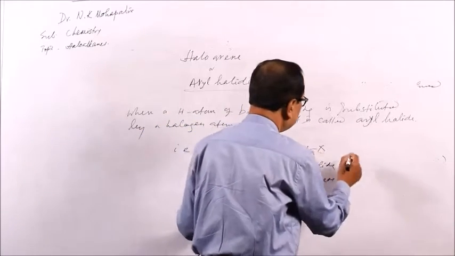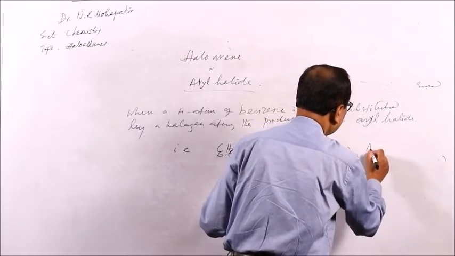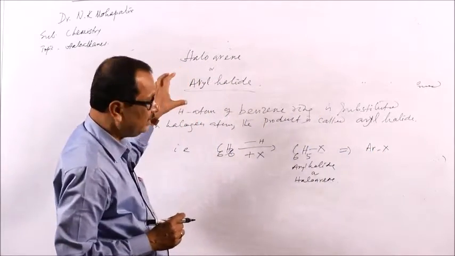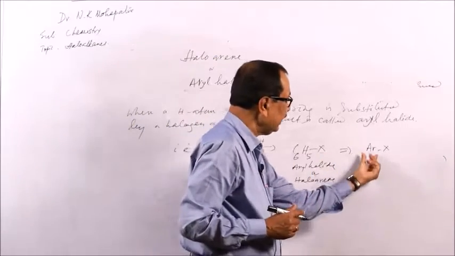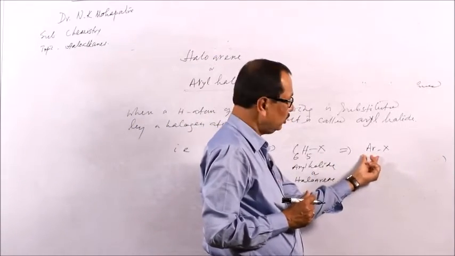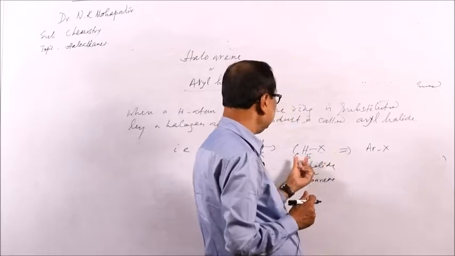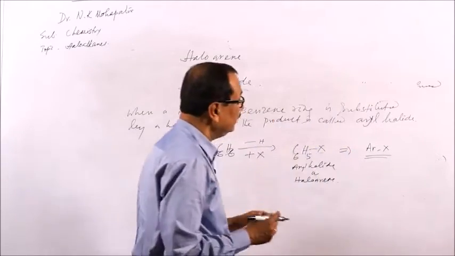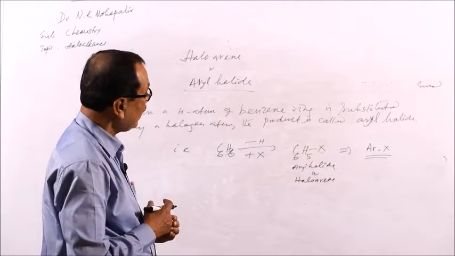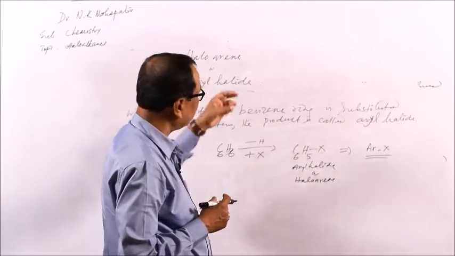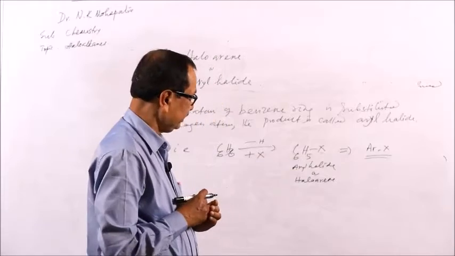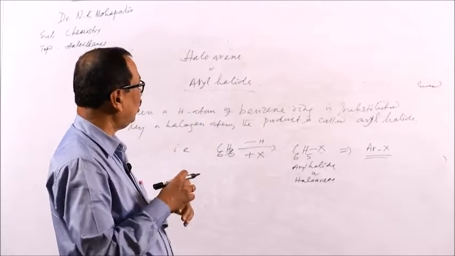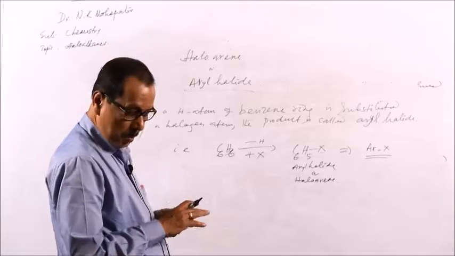This is otherwise represented as ArX, just like the alkyl halide RX, where R is an alkyl group, but here Ar is a benzene group or phenyl group. C6H5 is known as phenyl group. So this is aryl halide. The general formula of aryl halide or haloarene is ArX. Ar stands for phenyl or C6H5 or other aromatic rings.